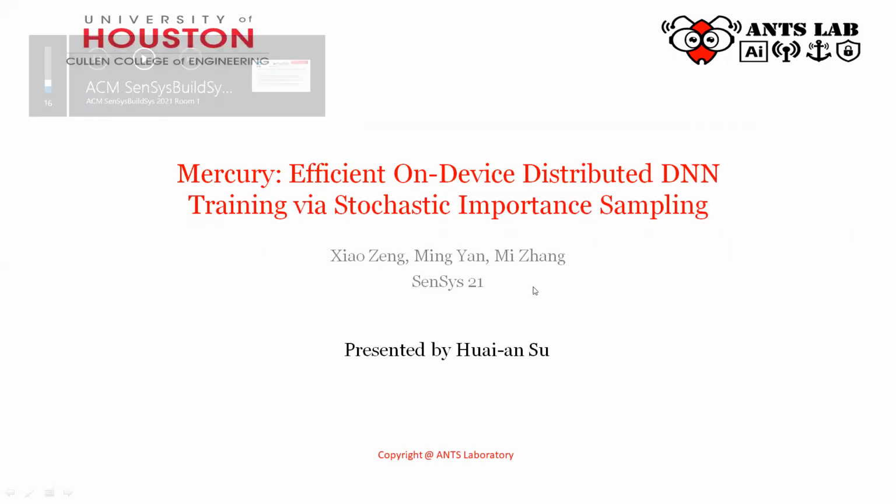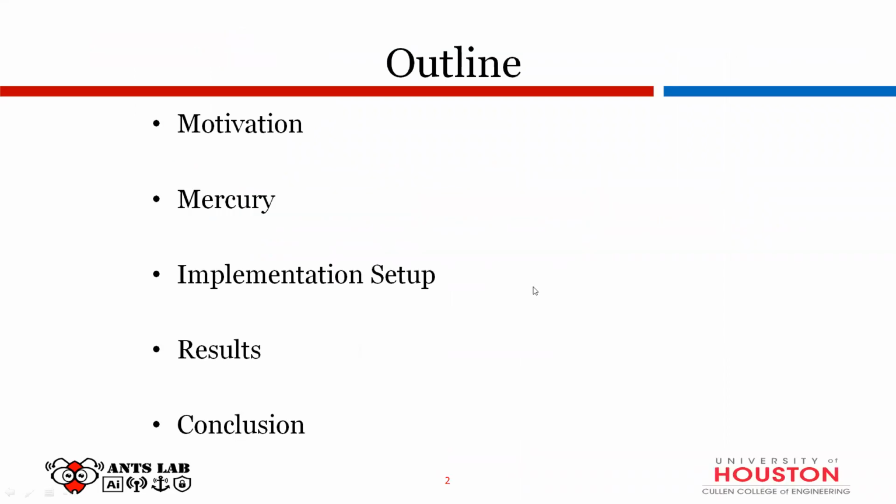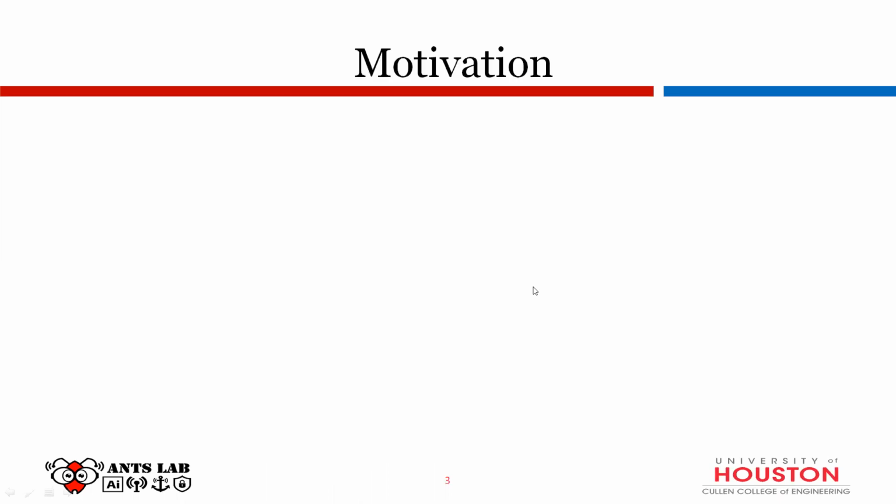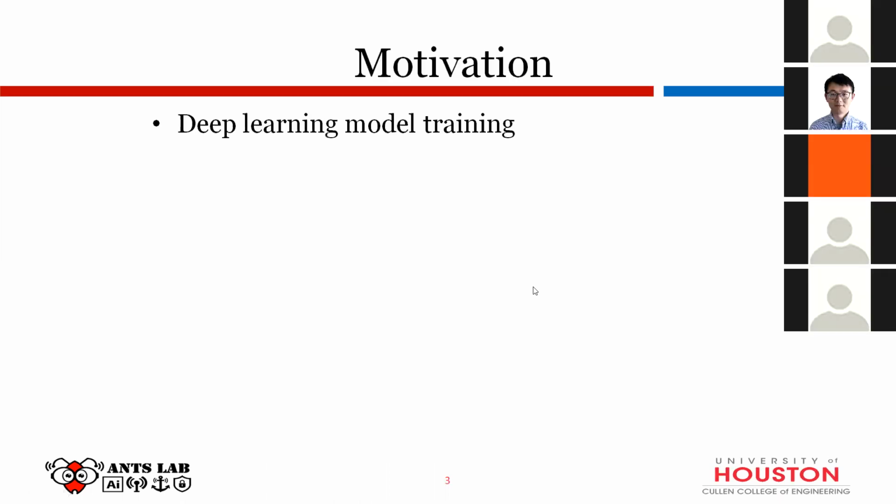Hello, everyone. Today I will be presenting this paper called Mercury, Efficient On-Device Distributed DNN Training via Stochastic Importance Sampling. And this is the outline of my presentation.